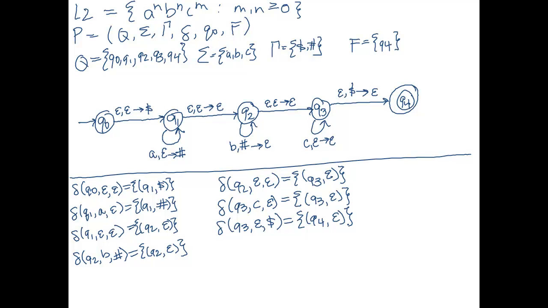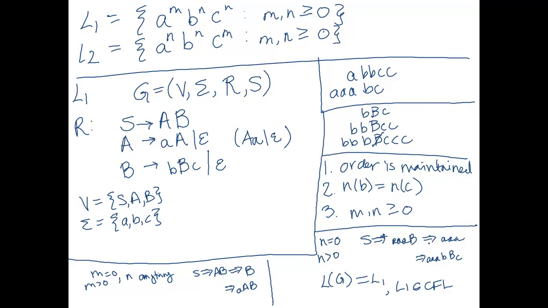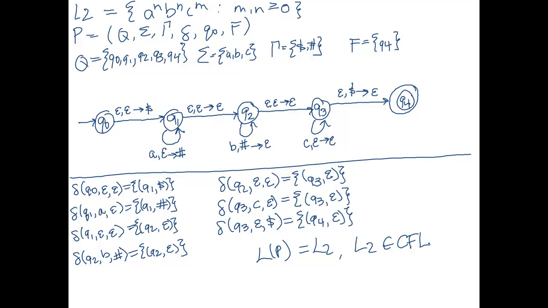Therefore, the language of the PDA P accepts L2, which means that L2 is in the set of context-free languages. So we've now concluded that both L1 and L2 are context-free languages. Let's write that here. L1 and L2 are context-free languages.